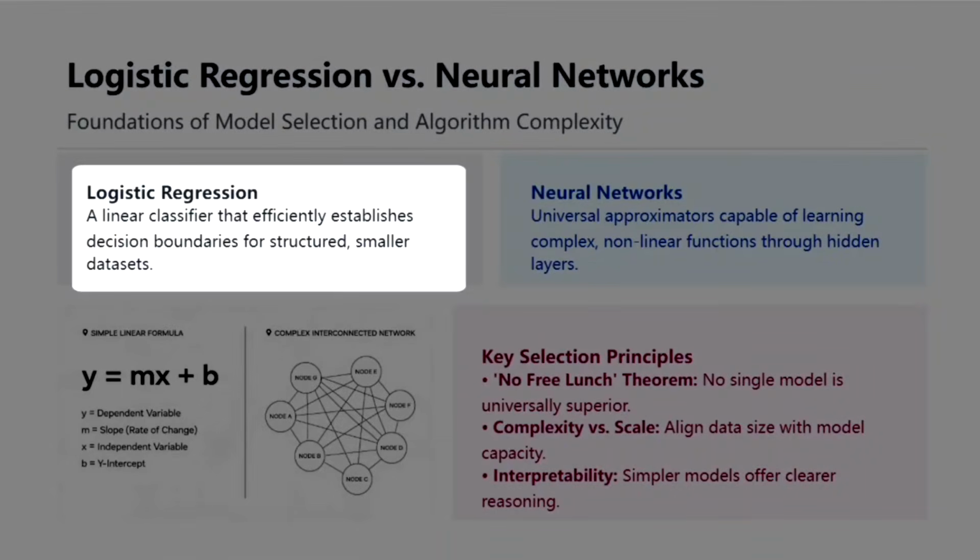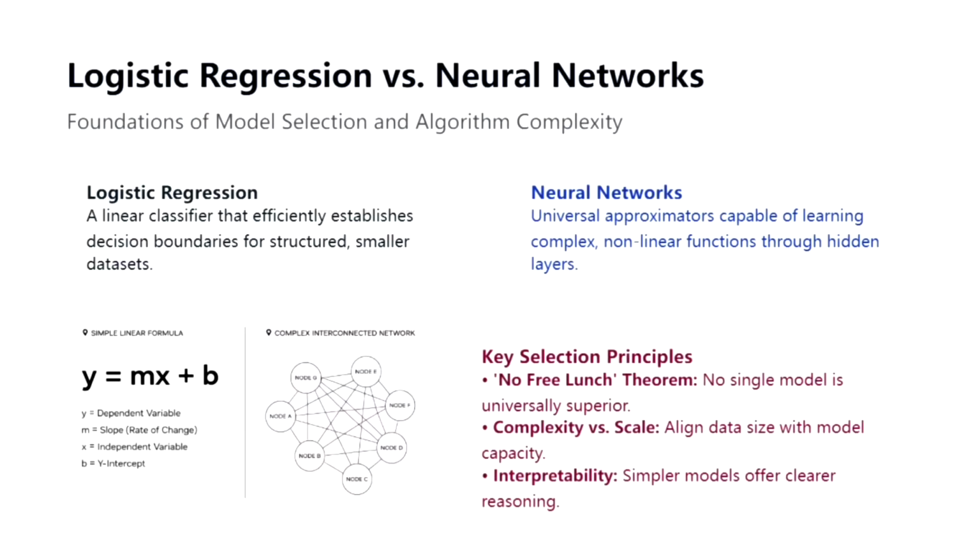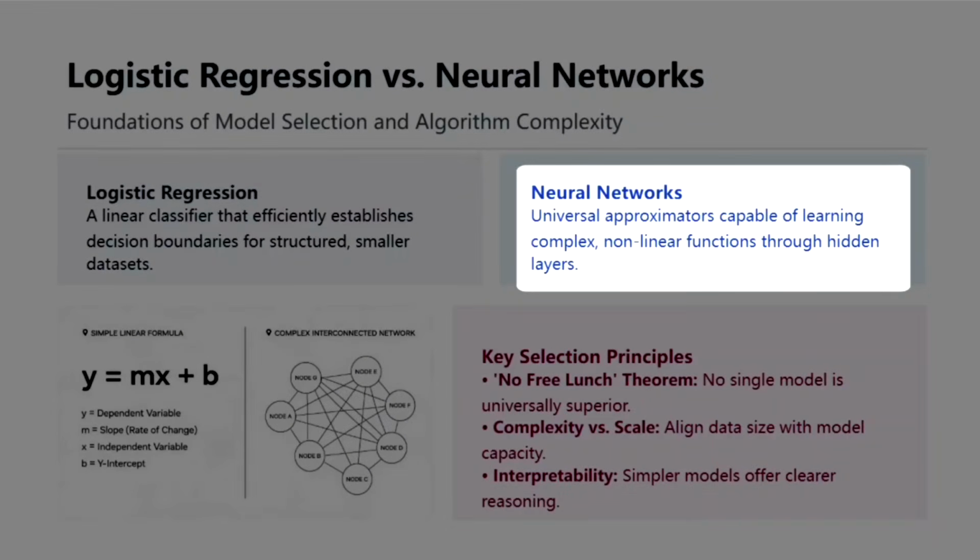First, let's look at logistic regression. It is a fundamental linear classifier. While simple, it is highly efficient and provides a clear baseline for understanding how features relate to classifications through a linear decision boundary. In contrast, we have neural networks.